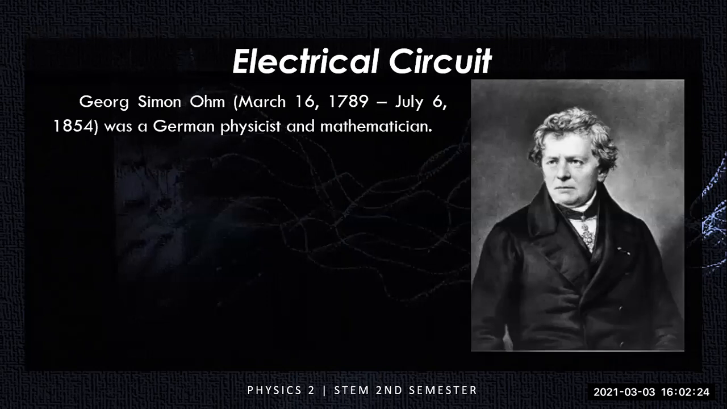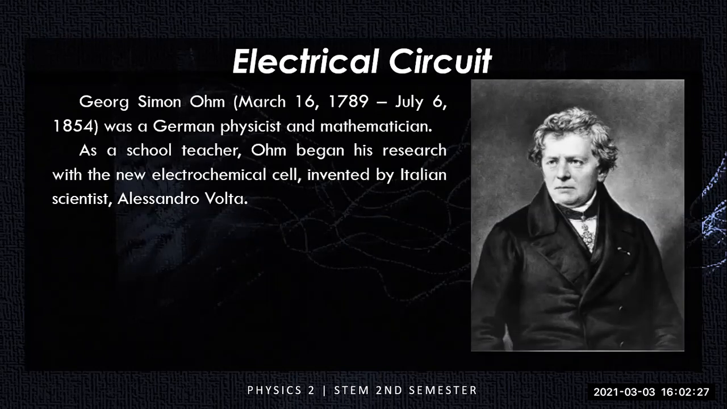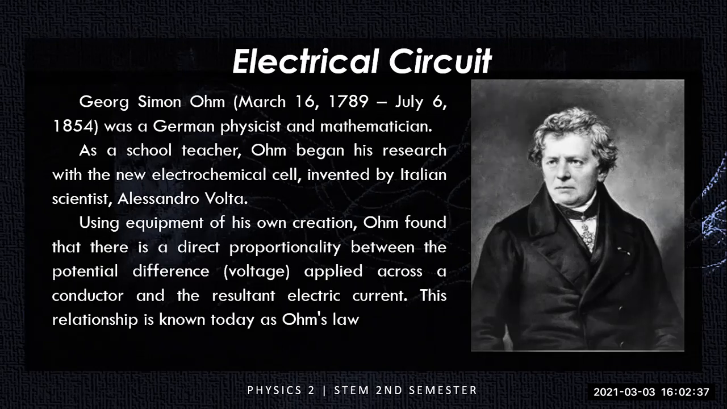George Simon Ohm, a German physicist and mathematician, began his research with a new electrochemical cell invented by Italian scientist Alessandro Volta. That electrochemical cell was used in his experiments, wherein George Simon Ohm found that there's a direct proportionality between the potential difference or voltage applied across a conductor and the resultant electric current. This relationship is known today as Ohm's law.